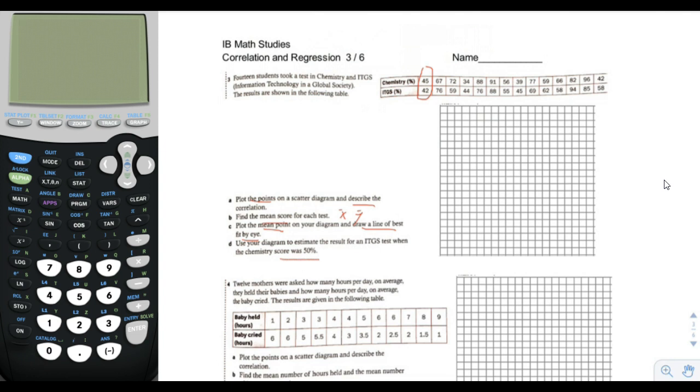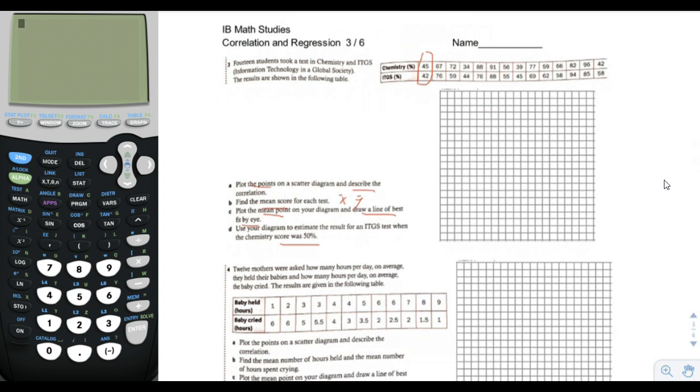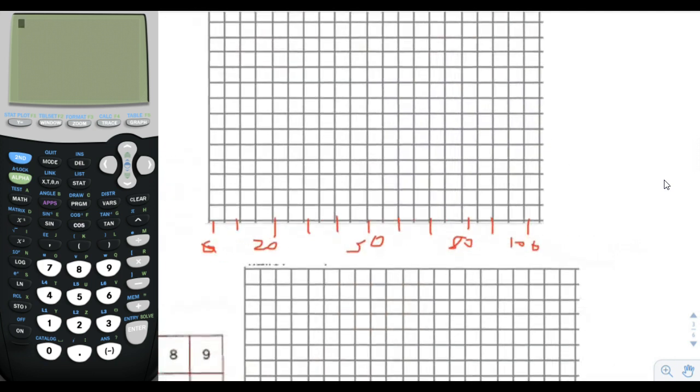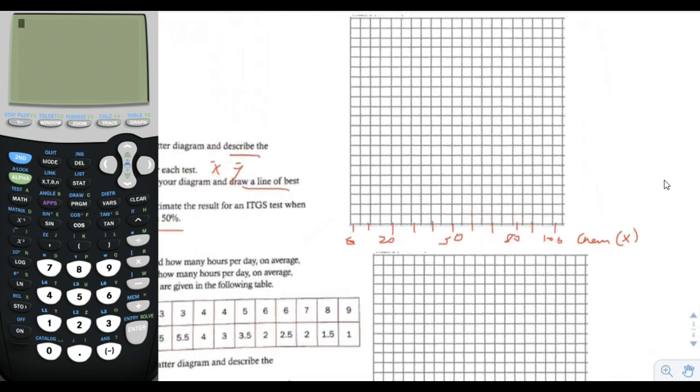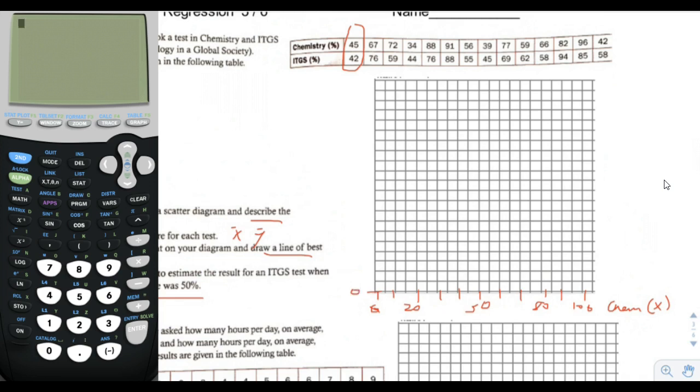I think the hardest part of this is deciding how to divide up the graph. Let's divide it up. We'll have 0, 10, 20, 30, 40, 50, 60, 70, 80, 90, 100. This is for chemistry, which is the x-axis. And then we will do 0 to 100 for ITGS, which is the y-axis.